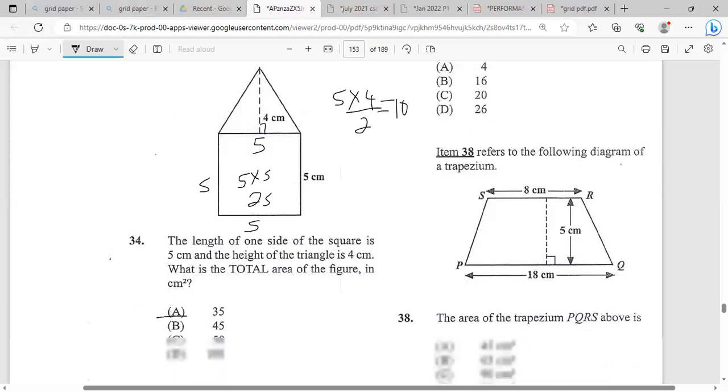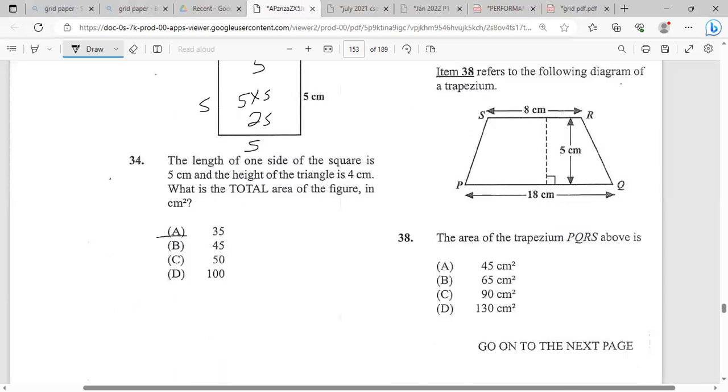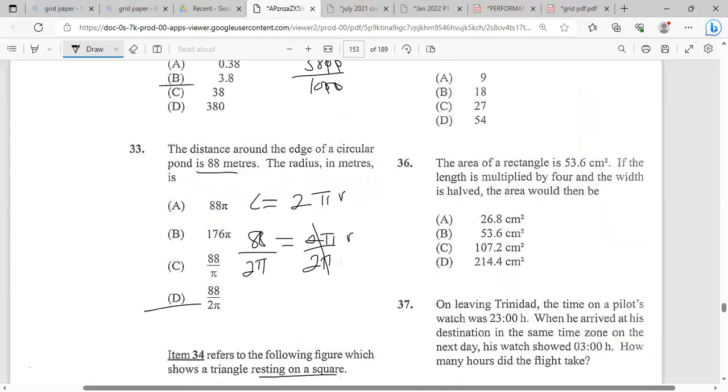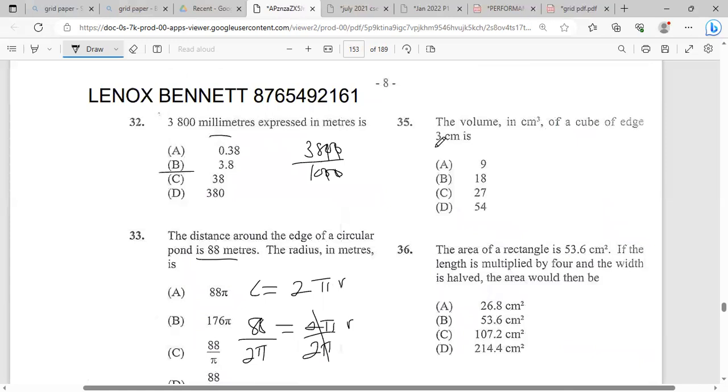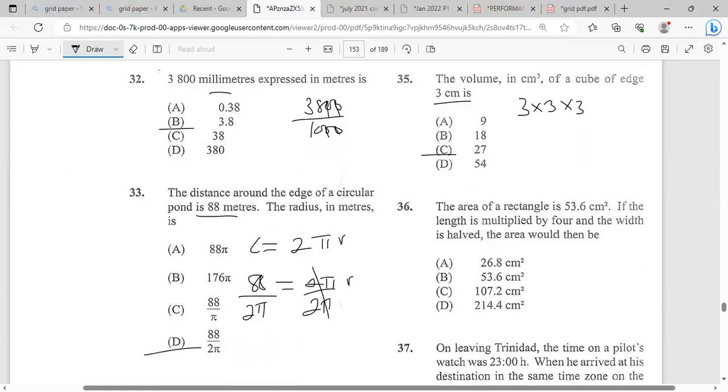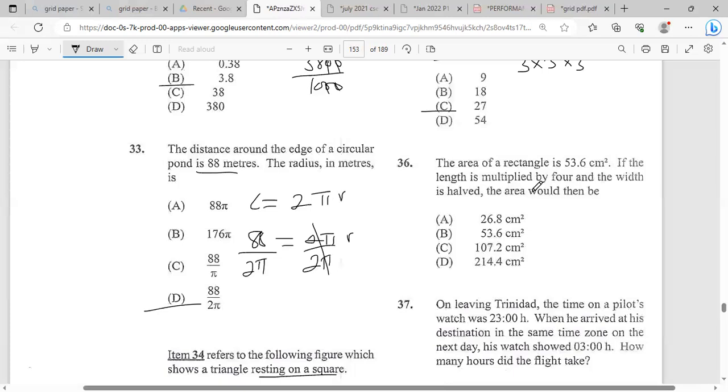So on to 35 now. The volume in cm cubed of a cube with side 3 centimeters will be 3 times 3 times 3, which works out to 27. A cube is 3-dimensional. The area of our rectangle is 53.6. If the length is multiplied by 4 and the width is halved, so basically we just multiply by 2. So it's going to be 53.6 times 2: 2 times 6 is 12, 2 carry 1, 2 times 3 is 6 and 1 is 7, 2 times 5 is 10. So that's 107.2.